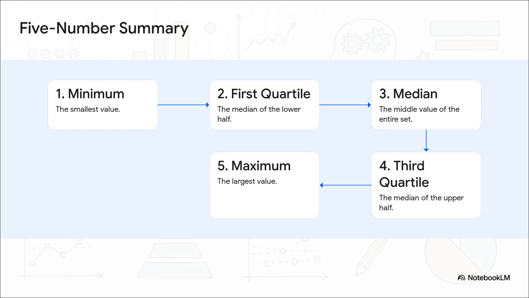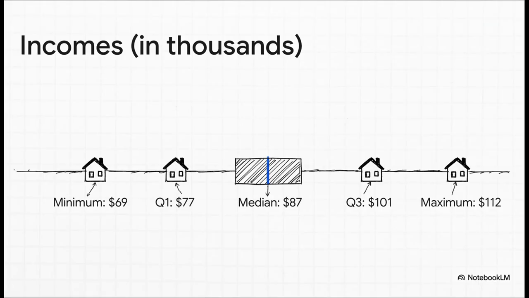First, you find the absolute lowest value, the minimum, and the absolute highest, the maximum. We already know the median, that's our middle number. Then you just find the median of the lower half of the data, we call that the first quartile, and the median of the upper half, the third quartile. That's it. Let's try it with one sample household incomes.